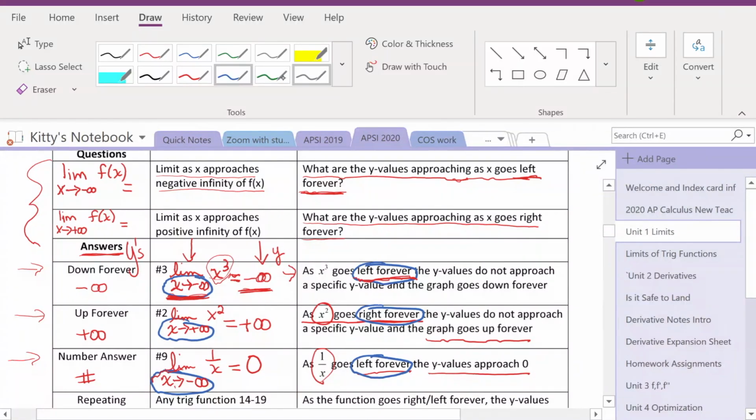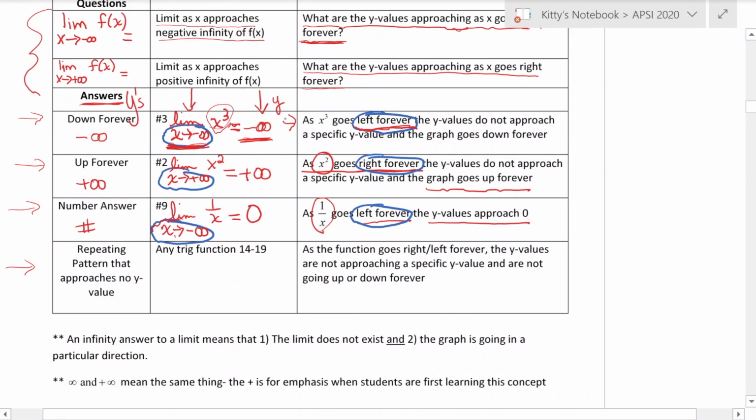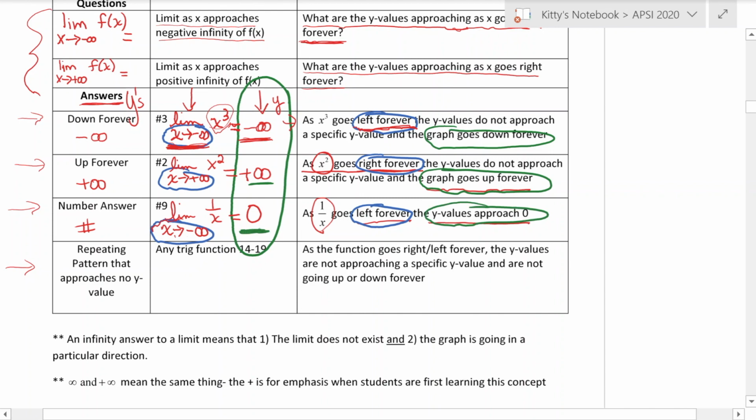Another emphasis color, let's choose green. Go green, get it? Your y's are the answer. So the graph goes down forever, negative infinity. The graph goes up forever, positive infinity. The y values approach 0, so your answers are y's. So your limit part tells you about your x, and your answer is your y, because that's what you're approaching.